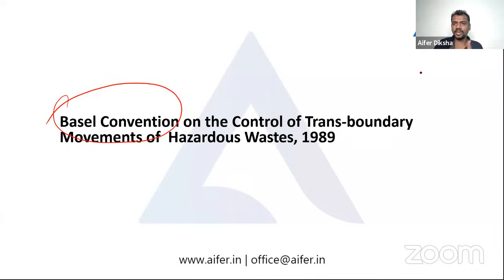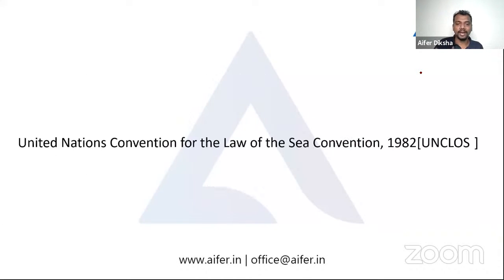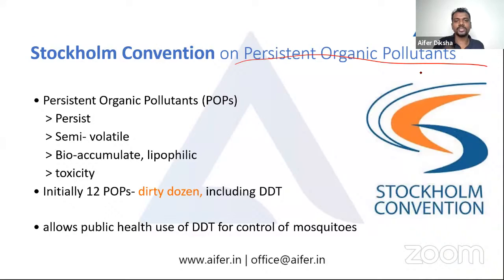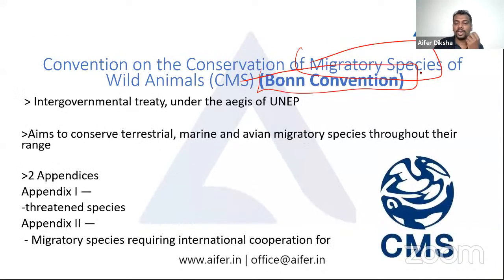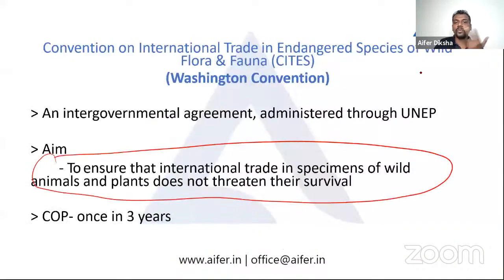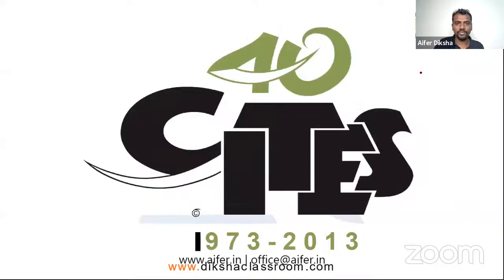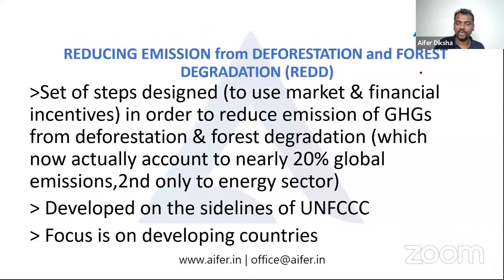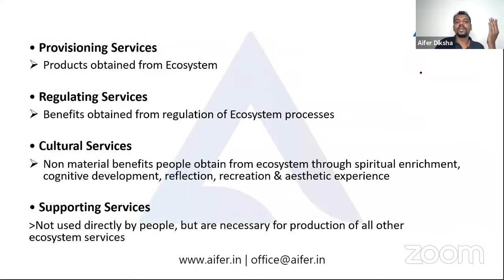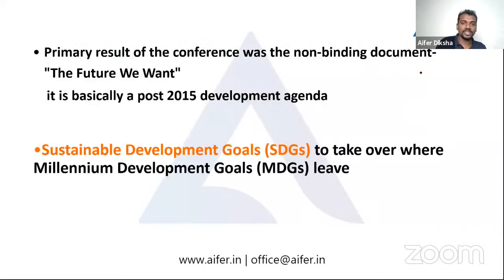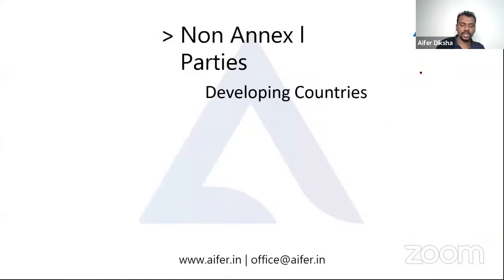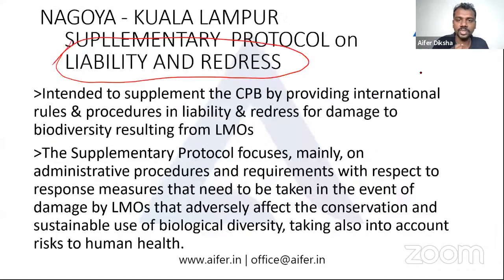So we have Rotterdam, prior informed consent. We have Basel Convention regarding the transboundary movement. We have UNCLOS regarding the law of the sea. Then we have Stockholm regarding persistent organic pollutants. Then we have Bonn Convention regarding the migratory species. We have Washington Convention dealing with flora and fauna. Then we have Ramsar Convention dealing with the wetlands. Vienna Convention dealing with the ozone hole. Then Convention on Biological Diversity dealing with biological diversity. UNFCCC dealing with the greenhouse. So these are the important global conservation efforts.